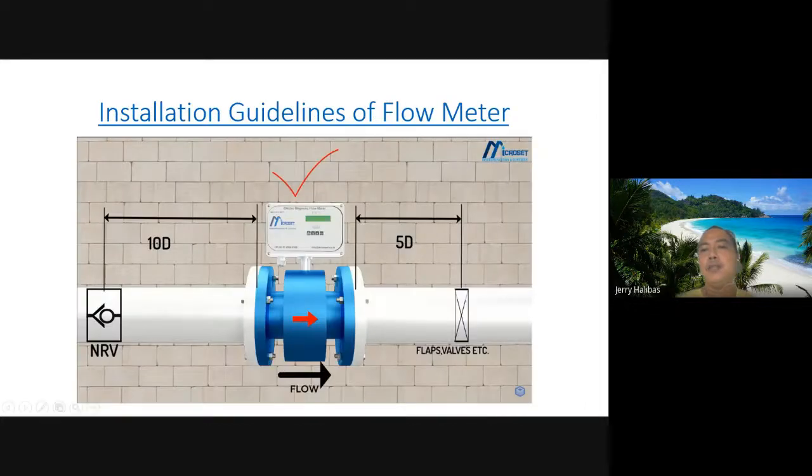Okay, so we go now to the installation guidelines of flow meter. When you install a flow meter, it is called 10D, 5D. For others, it is called 5D, 2D, or 3D. But based on the manual, you should read the manual. This is the most common, the 10D, 5D. It means 10 times the diameter or 5 times the diameter.